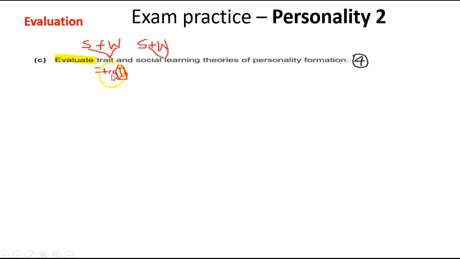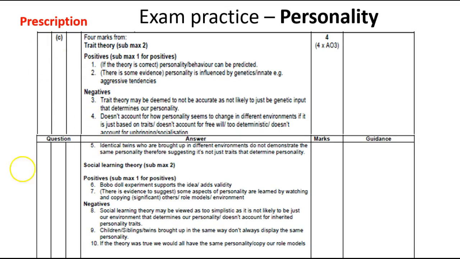Now, I've put into here trait equals trait, okay, with a big I. Trait, remember, equals innate. If you've got the word innate, that will give you a really strong chance of being able to get 2 evaluation marks. Of course, also on to social learning. So if you have a look at the answers here, I'll let you have a quick look through those now.